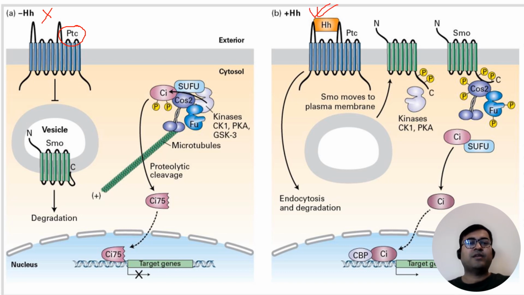In this cell signaling pathway, Hedgehog is the ligand for this cell signaling mechanism. So when there is no Hedgehog, PTC protein, which is expressed on the plasma membrane, inhibits this SMO from coming to the plasma membrane. So this SMO protein, which is generally expressed on the internal vesicles, is degraded. And why is this SMO protein degraded? Because PTC is inhibiting it.